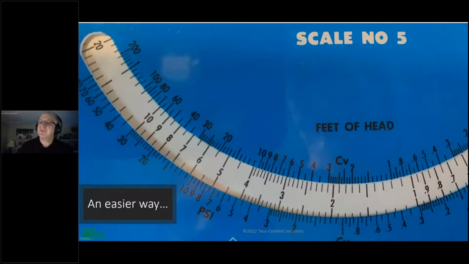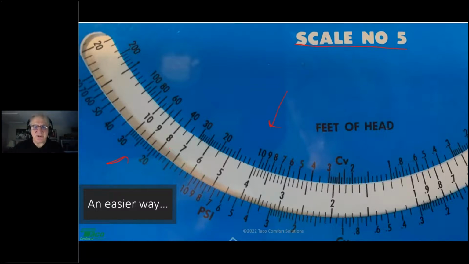You can do your universal hydronics formula, GPM equals BTUH divided by delta T times 500. You can use it to figure out head loss. You can use it to figure out different flow rates. And using scale number 5, we can plot out a system curve. We don't have to do all that math. The math is done for you right here, and right here on the lower side.